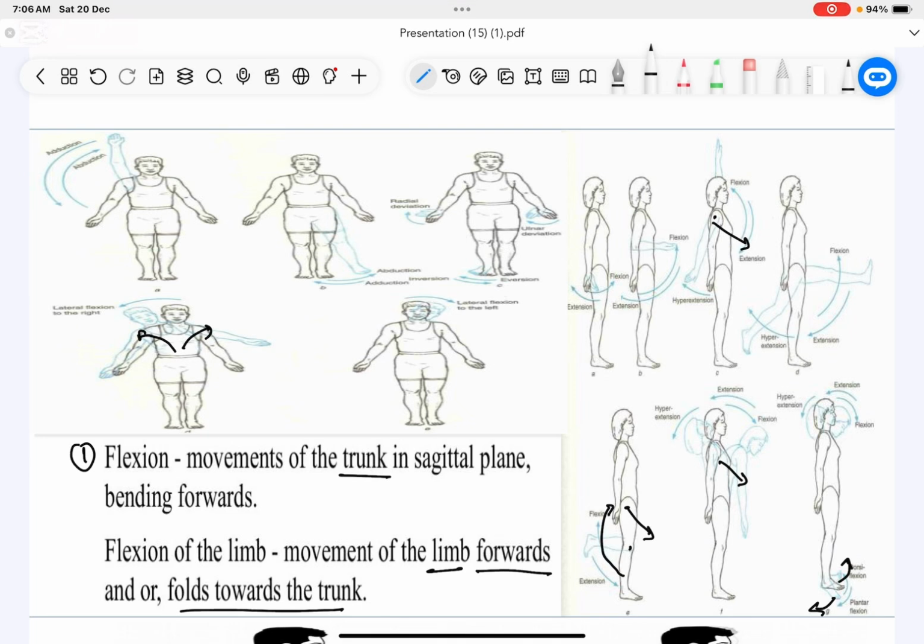What is extension? Straightening of the bending trunk, or we can say the spine. So from bend it is getting straight, it is called extension, or bending back, it is also extension in case of trunk. In case of limb, again straightening or bending back will be the extension of limb.